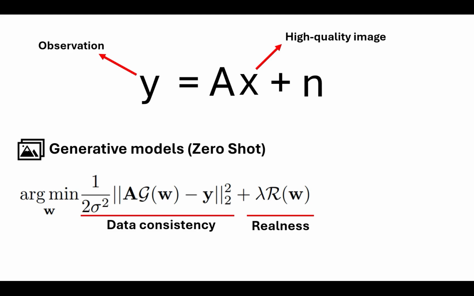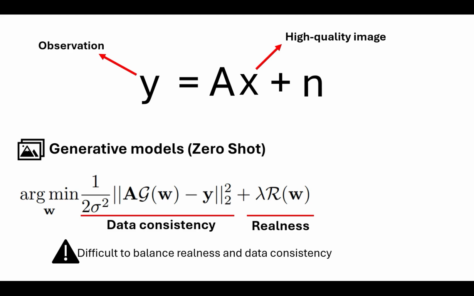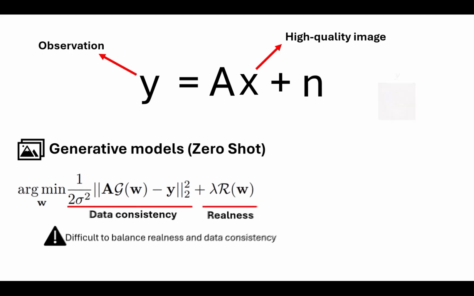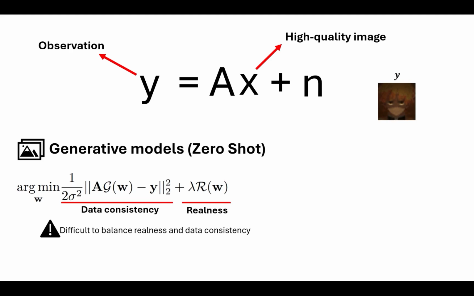Don't think about how you can assign a good image prior for now. What you have to know is that when using generative models, it is often hard to balance realness and data consistency. And to visually show what I mean, let's imagine we have this observed image Y, and our job is to reconstruct the high resolution image of it as a super resolution task.